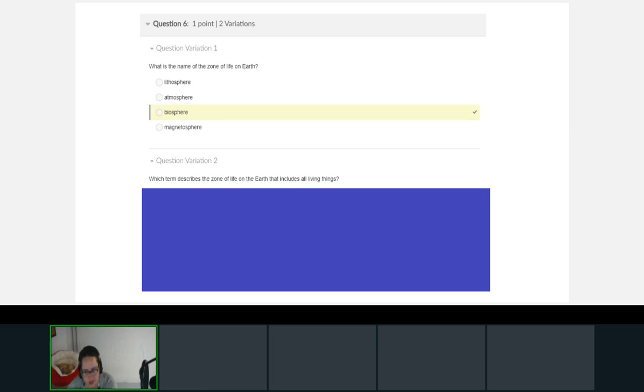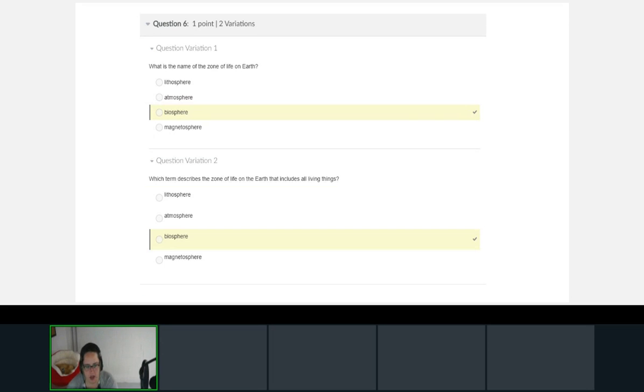And this question is very similar. Which term describes the zone of life on Earth that includes all living things? We just talked about that. That's the biosphere.